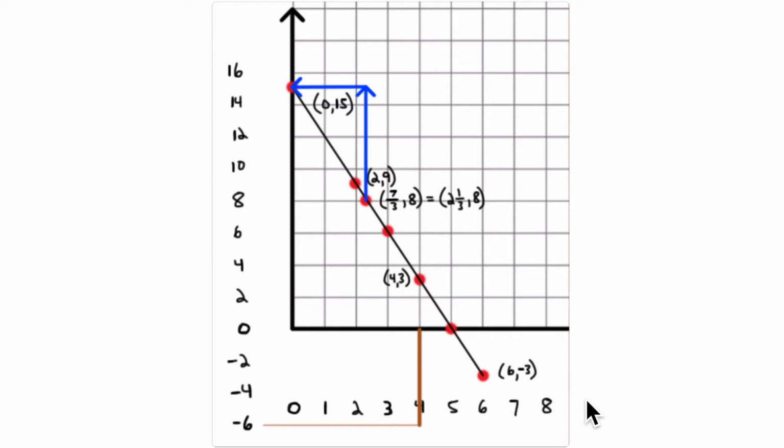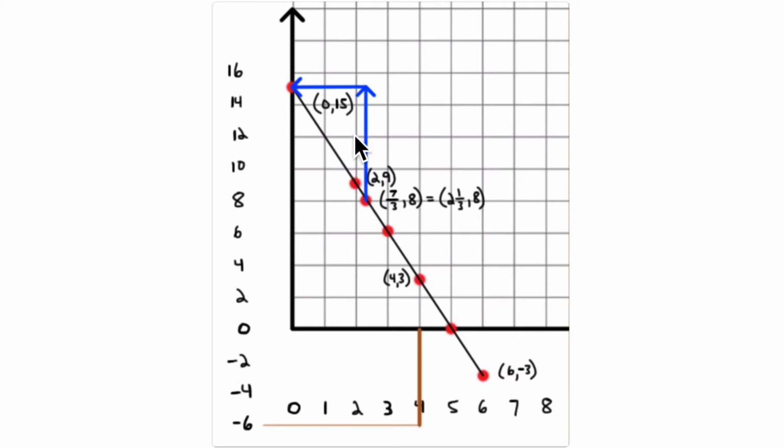So take a look at what that looks like. I started at 7/3, 8, which 7/3, by the way, is 2 1/3. So I started here and I ended up here. So I'm going to subtract where I started. So I ended at 15, but I started at 8. So I'm going to take this 15 units and I'm going to subtract the 8.